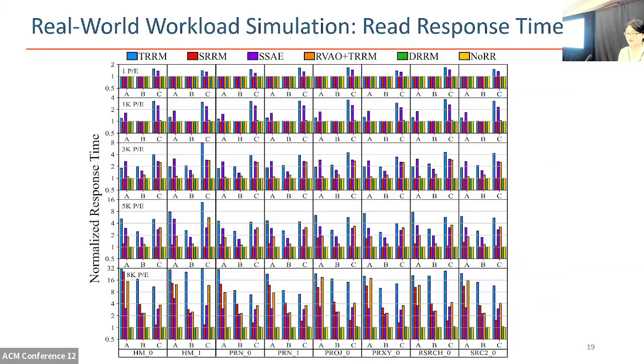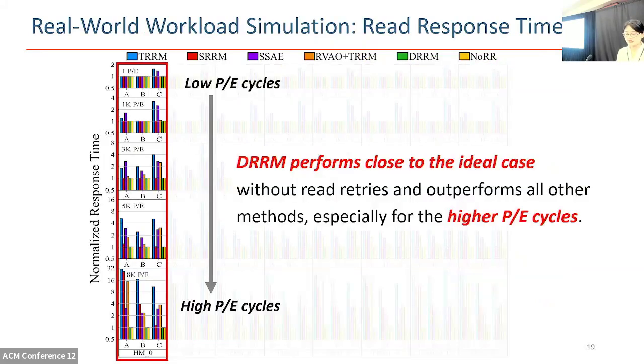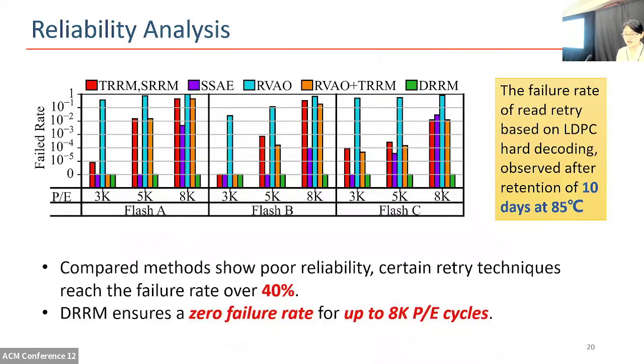Next, we evaluated the performance for various workloads under different program erase cycles. Let's select one workload under 3 chips, for example, and our proposal performs close to the ideal case without retries and outperforms all other methods, especially for the higher P cycles. Then we check the retry failure rate using LDPC hard decoding after keeping the data for 10 days at 85 degrees Celsius. Certain retry methods have experienced failure rates above 40%, and our proposed method shows a 0 failure rate for up to 8,000 P cycles.